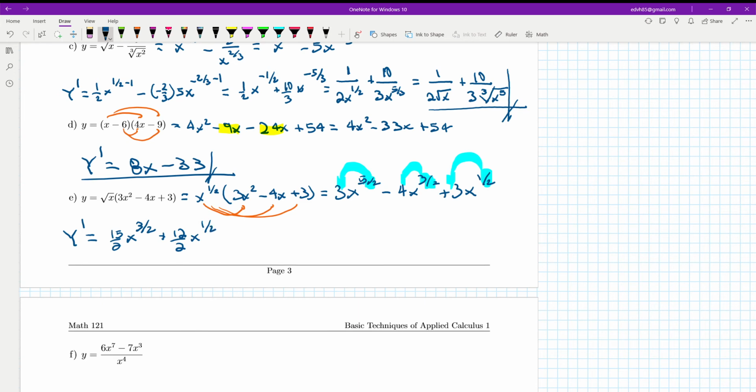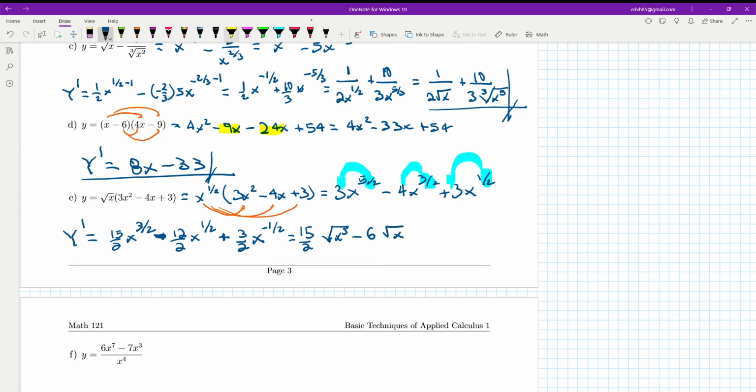And then 3 times 1/2, that's going to be plus, well, it's actually minus over here, not plus. And then this one is plus 3/2 of x to the 1/2 minus 1, which is negative 1/2. And let's rewrite this as radicals with positive exponents. So this will be 15 halves of the square root of x cubed minus 6 square root of x.